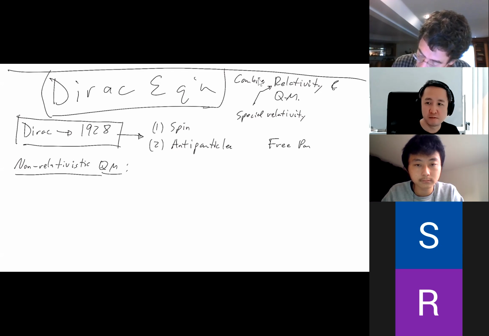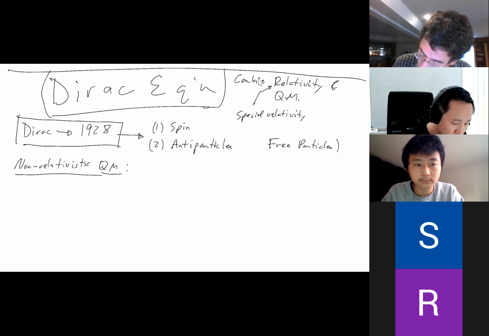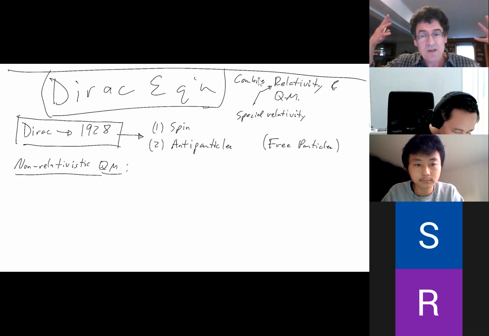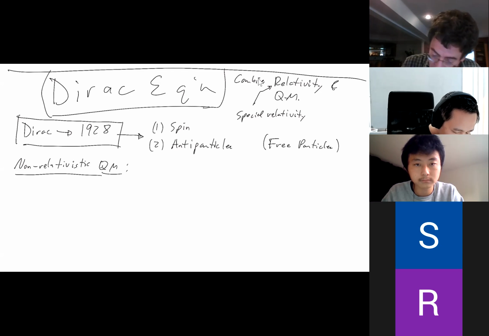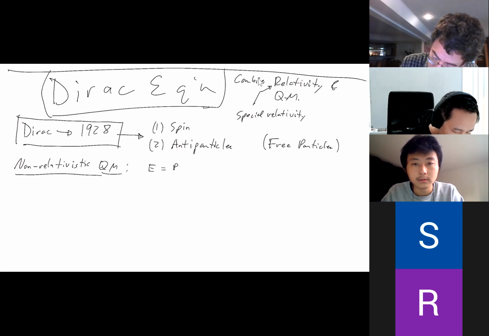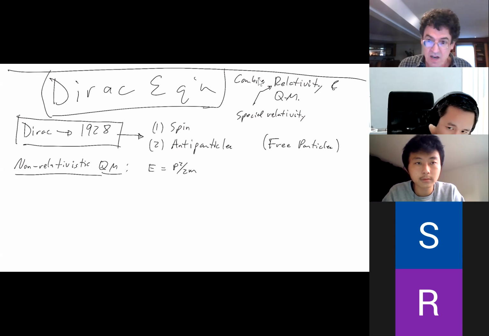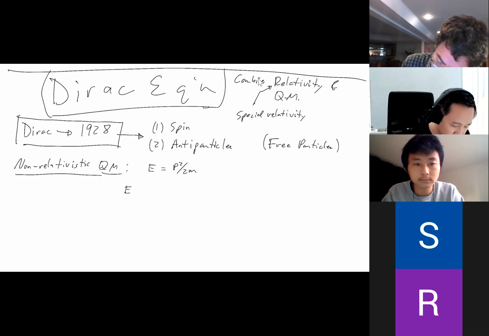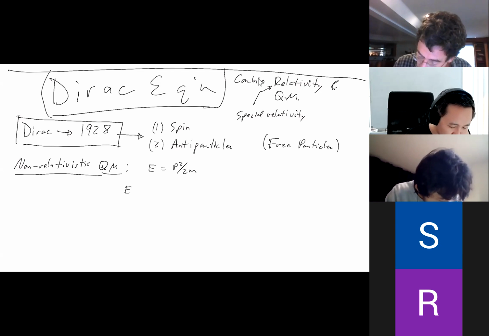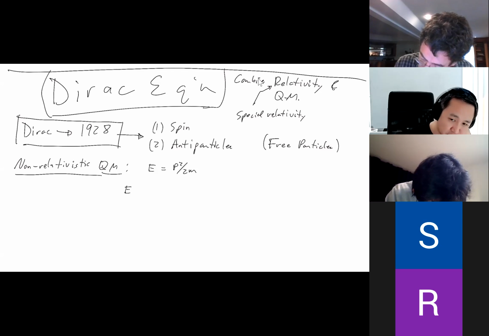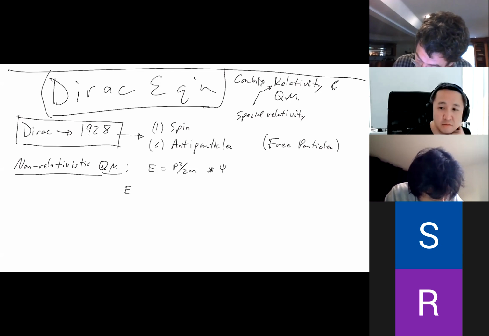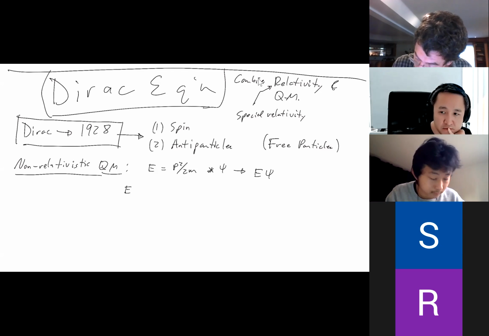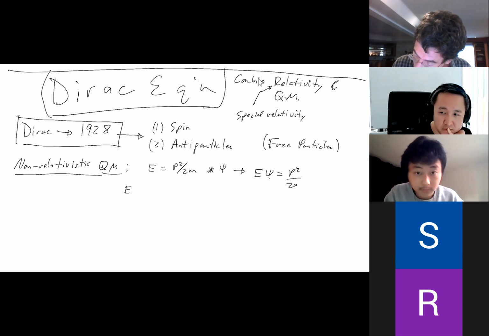Let's just focus on free particles, because that makes it simpler. You can also have confined particles, but let's just worry about free particles for now. For non-relativistic quantum mechanics, we have E equals P squared over 2M. Then we multiply by the wave function, and we get E psi equals P squared over 2M psi.